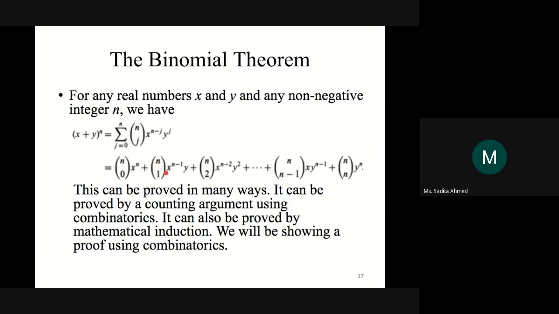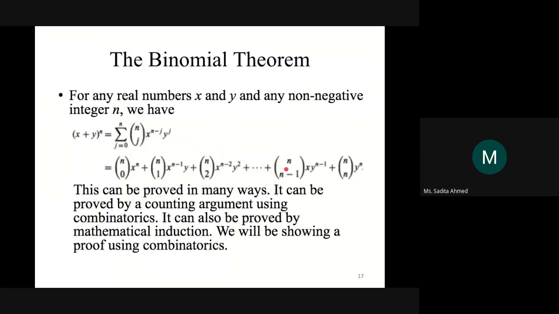The second term, how do we get that? We get that where j is equal to 1. The first term, j starts with 0 and then increments by 1. So j is equal to 1 now for the second term. NCJ becomes NC1, x to the power of n minus j becomes x to the power of n minus 1, y to the power of j becomes y to the power of 1. The third term, j is 2, so NC2, x to the power of n minus 2, y square. And so on until the second last term, where j is equal to n minus 1. So you have NC(n minus 1).